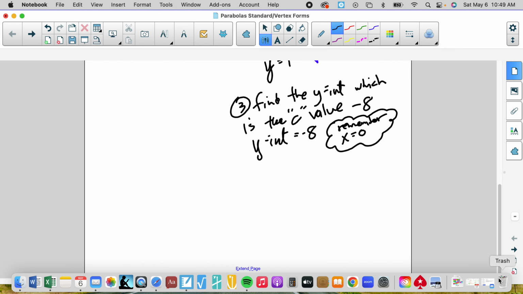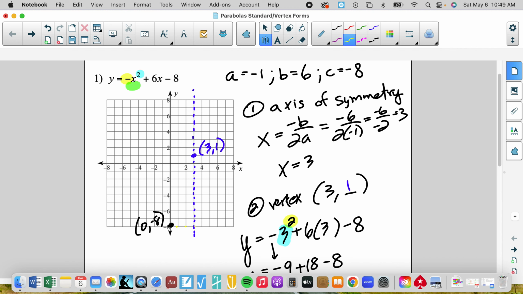Step 4 is to mirror it. Mirror the y-intercept. And the way we mirror things is we know it's going to be symmetrical. So they'll have the same distance away from the axis of symmetry. So this is 1, 2, 3 spaces away. So we're going to go 1, 2, 3 spaces to reflect it. And that is going to be my reflection point. That point is going to be 6, -8.